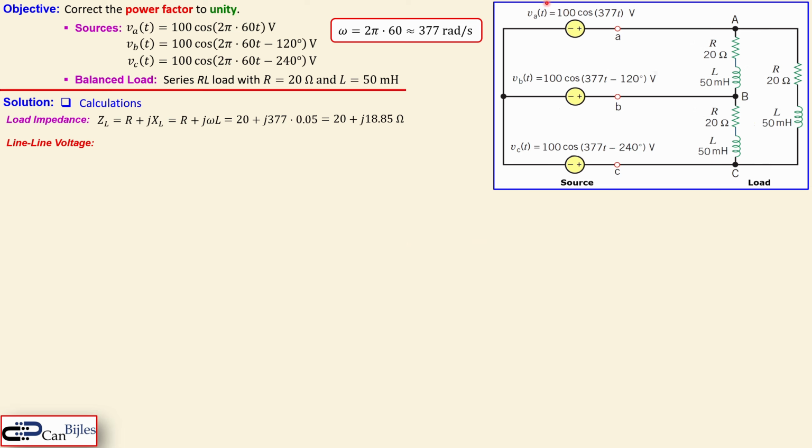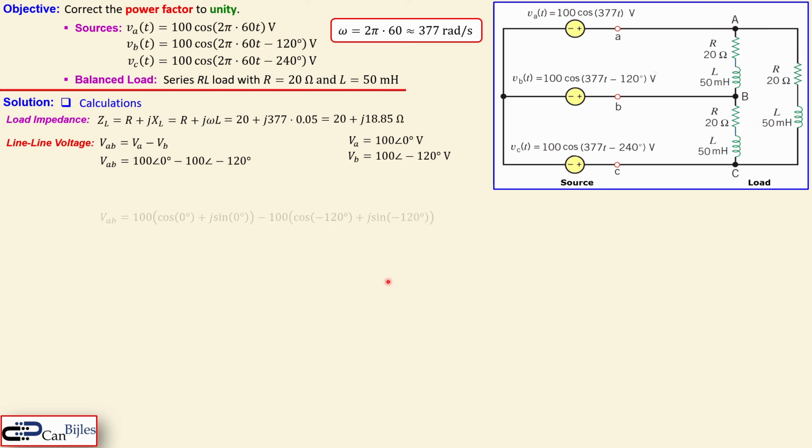The phase voltages are VA, VB, and VC. So the line-to-line voltage from A to B is given by the voltage at node A minus the voltage at node B. It is in phasor form in the frequency domain. VA is given by this expression, since the amplitude is 100 and the phase is 0, and we have cosine form, so we can put it in this format. Similarly for VB, but in this case we have minus 120 degrees.